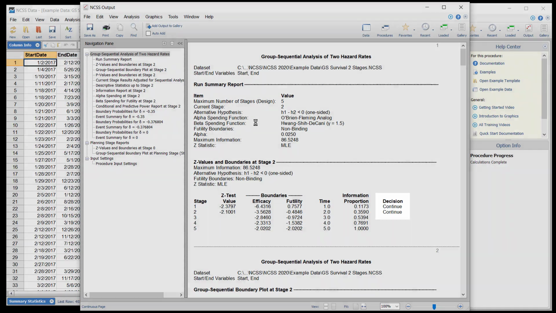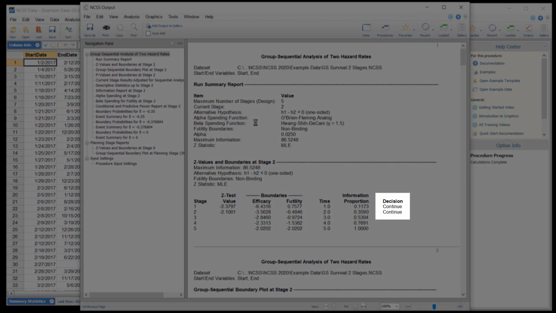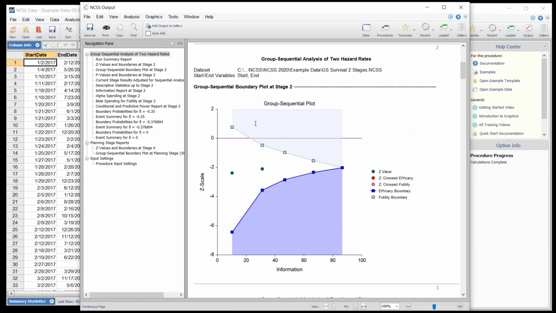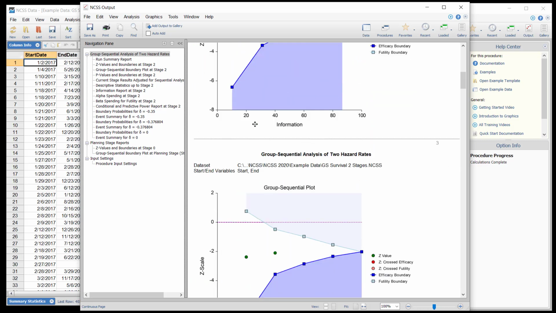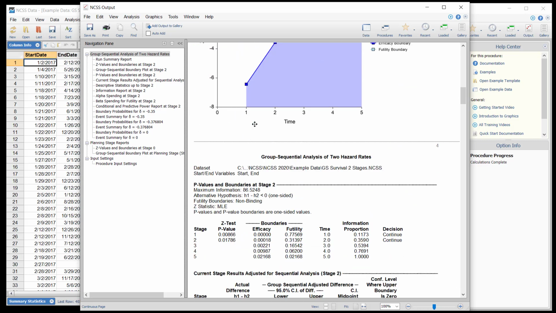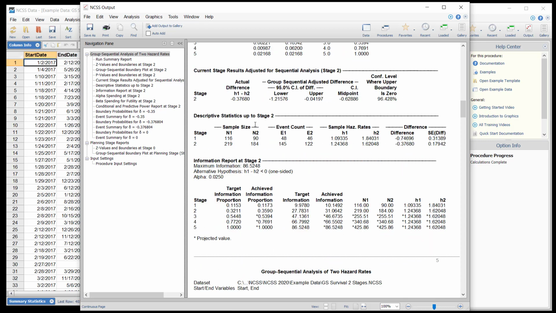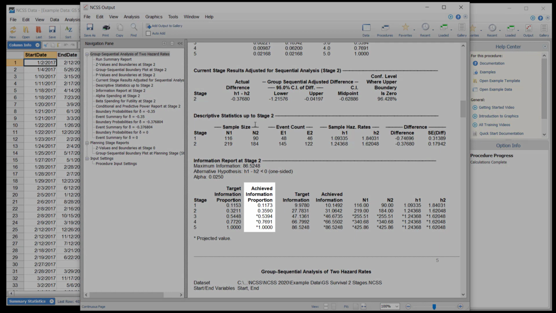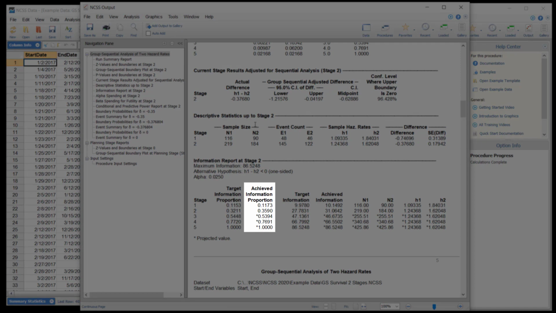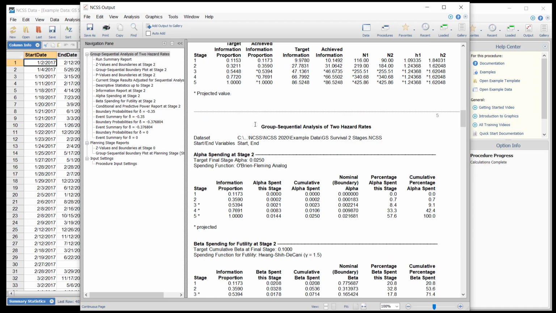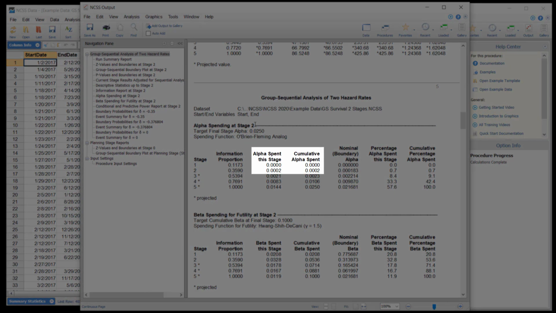The report shows that no boundary has been crossed at the second stage. The boundaries have been adjusted to the actual proportion of the total information that has been accumulated. Only a very small portion of alpha has been spent.